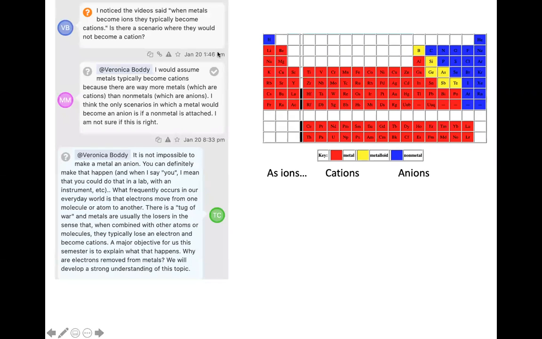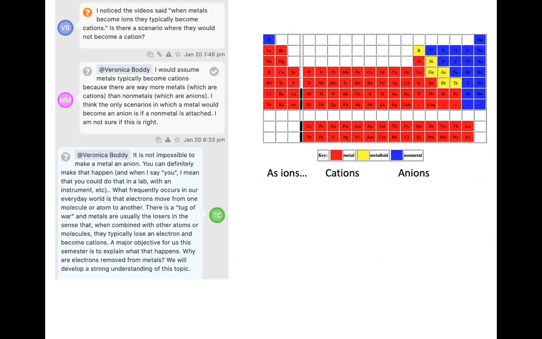Now, within here, I was having a conversation with a student. And they remarked, I noticed the video says when metals become ions, they typically become cations. Would there be a scenario where that doesn't take place? And my response, if I jump down to that for Veronica's question, it's not going to be impossible to make a metal into an anion. You can definitely make that happen. When I say definitely make that happen, you can have a lab instrument that does that for sure.